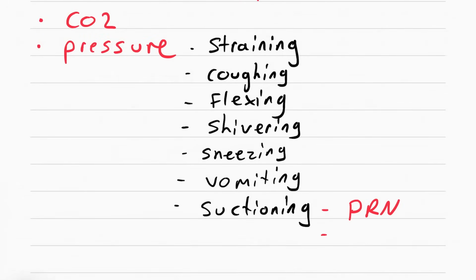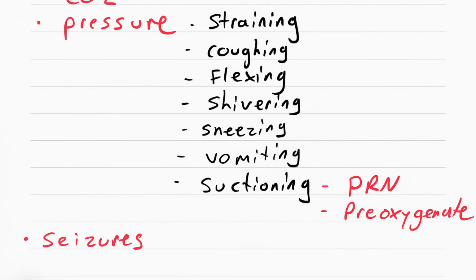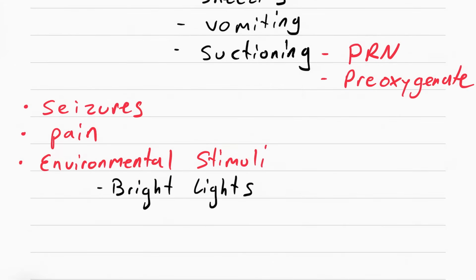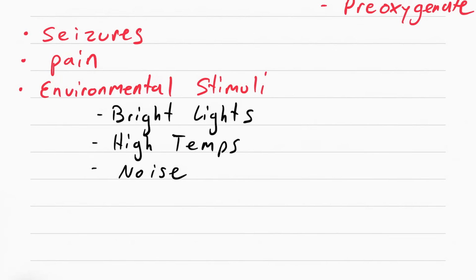One thing about suctioning is make sure you know this is PRN. Do not suction on a schedule, only as needed, and make sure you pre-oxygenate the patient before you suction them. Other things that cause increase in intracranial pressure can be seizures, pain, and environmental stimuli. So make sure you take care of the bright lights, the high temperatures, and the noise. You can do this by dimming the lights, lowering the room temperature, and reducing the noise.